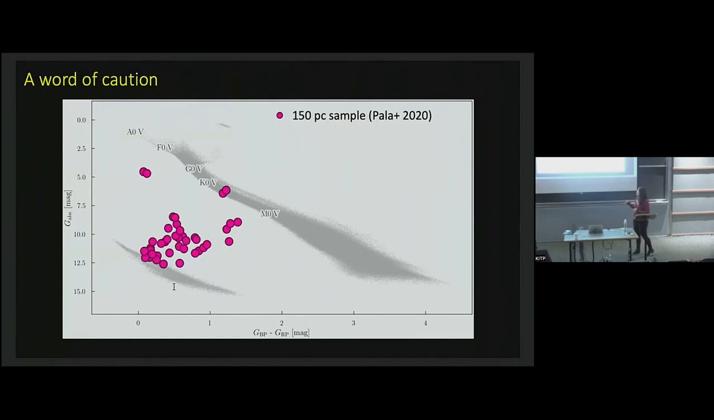So this is the sample from our work in 2020. These are confirmed CVs. And these are the CVs from the Gaia consortium. So you can see that they recover some of the CVs within 150 parsec, but they actually recovered only 18 out of 42. So this is highly incomplete. And also they have this cloud of faint objects located here that they classify as CVs based on their variability.